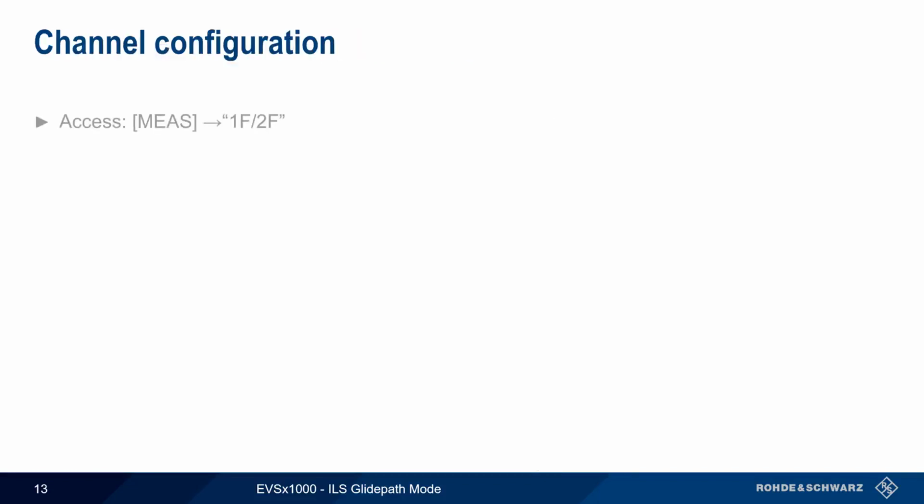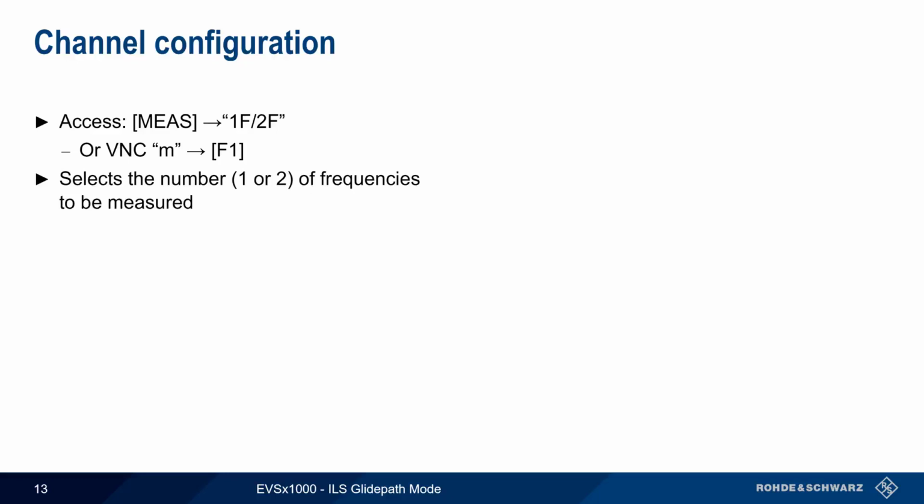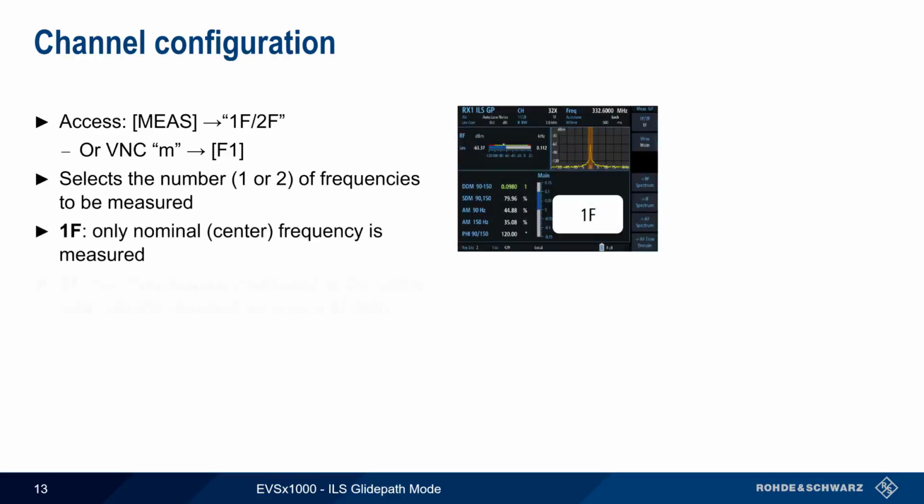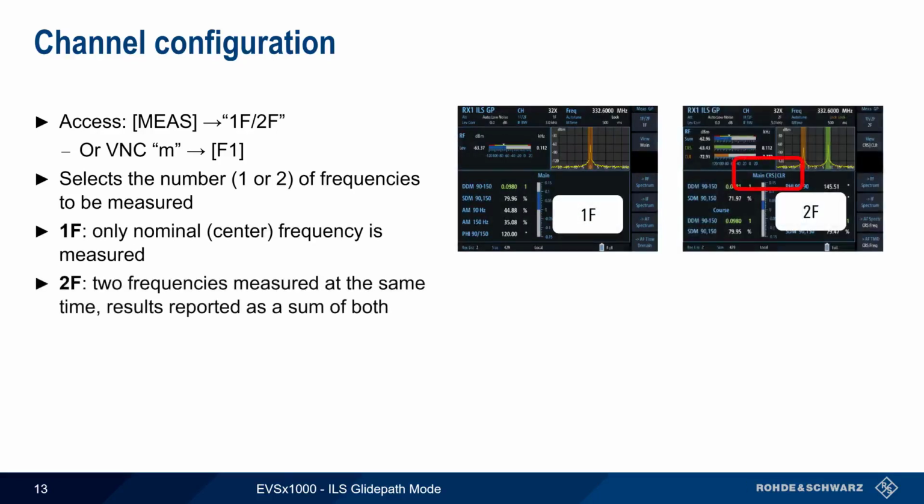To configure channels, press Measure and then 1F, 2F, or use the VNC shortcuts M, F1. Here we define whether we're making single frequency or dual frequency measurements. 1F measures only at a single frequency, whereas 2F measures at 2 frequencies at the same time, and results are reported as the sum of both measurements.